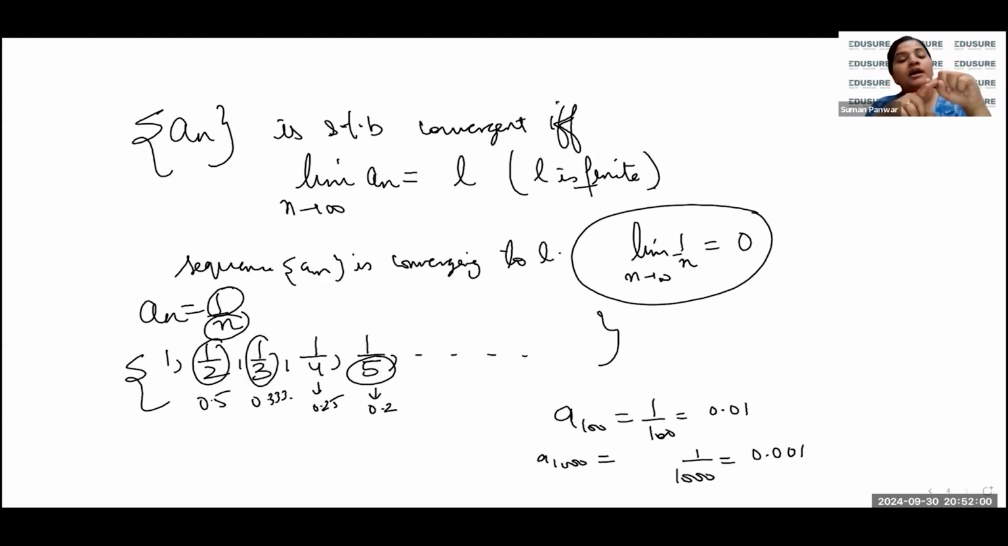So we have learned convergent sequences, where the limit is finite. We have learned divergent sequences, where the limit is either plus infinity or minus infinity. Now the third type of sequences are those where neither is the limit plus infinity or minus infinity, nor is the limit finite. Such types of sequences are known as oscillating sequences. So let us see.